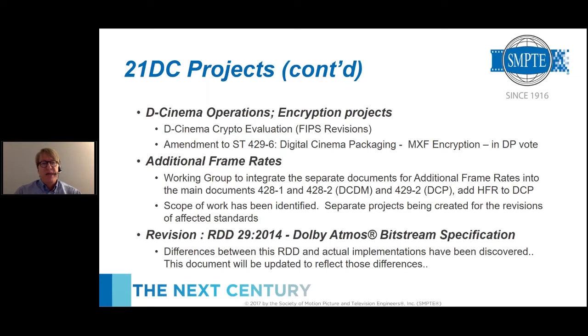And then an amendment that would come up to 429-6 for MXF encryption that's also in a DP vote right now. So there'll be a churn of some documents that will come in through the end of the year with the revisions and amendments that go along with that.